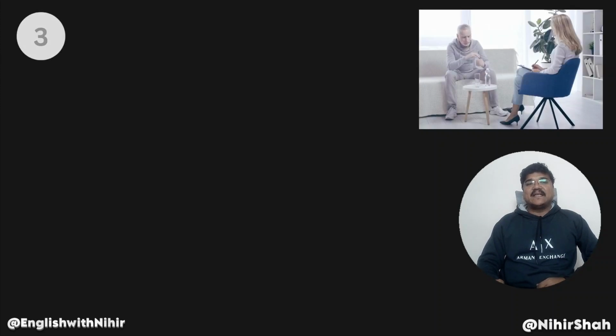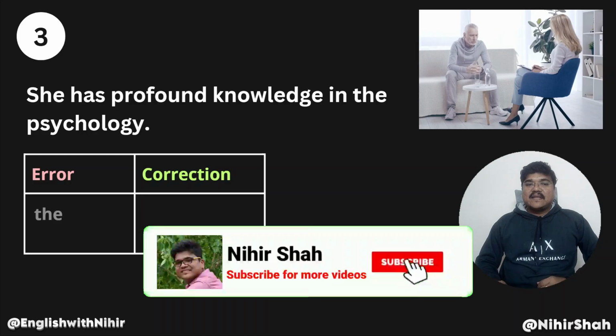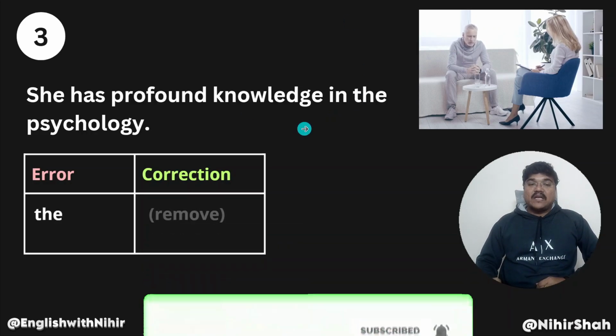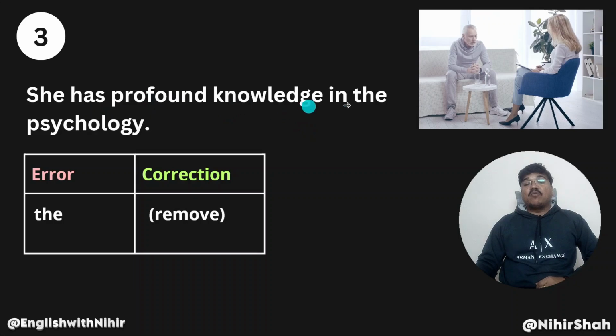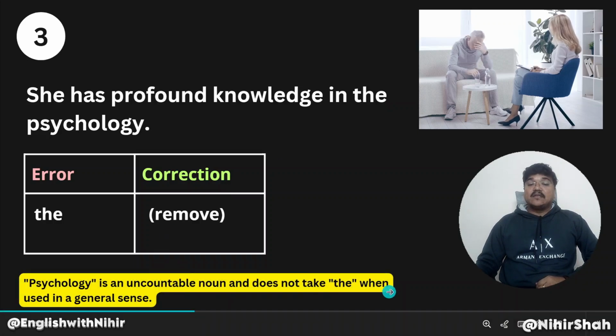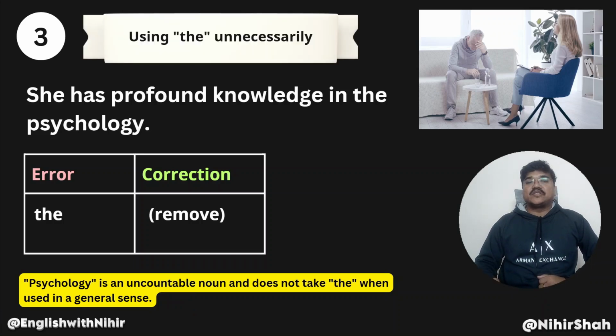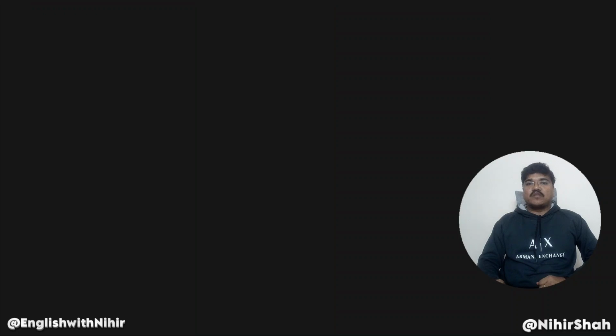Sentence number three. She has profound knowledge in the psychology. Can you think about the error and the correction required here? Here, the is added, which is not needed. Why? She has profound knowledge in psychology. This sentence is correct. The is extra here. Psychology is an uncountable noun and does not take the when used in a general sense. Whenever you are using it in a general sense, avoid using the article the. So, this is the third mistake, using the article the unnecessarily. Let's move on to the fourth mistake.